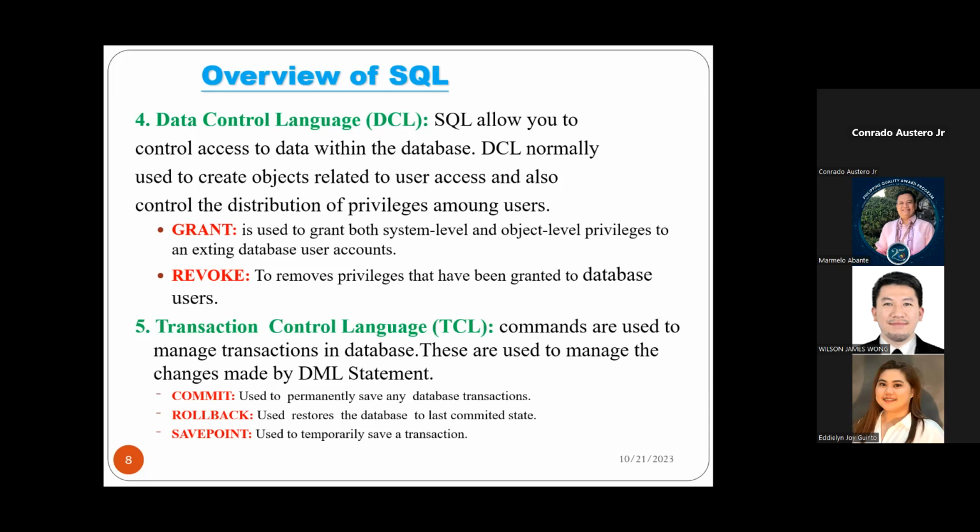Fifth is TCL, or transaction control language. Commands are used to manage transactions in the database. They are used to manage changes made by the DML statements. Functions: COMMIT, used to permanently save any database transactions; ROLLBACK, used to restore the database to the last committed state; SAVEPOINT, used to temporarily save a transaction.